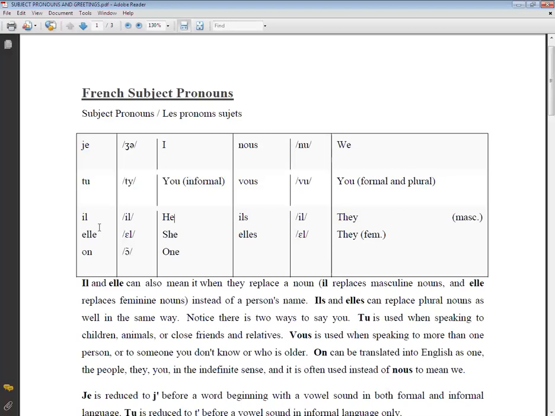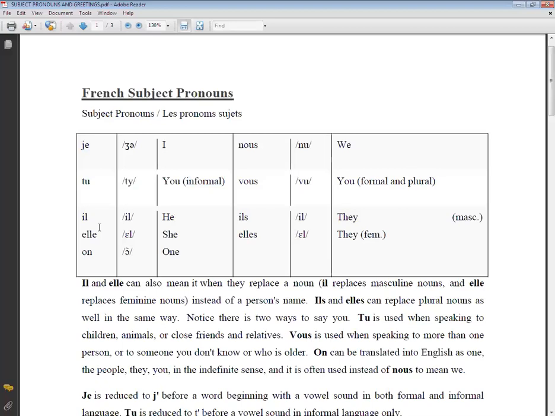Elle refers to she or it again. So remember, il and elle can refer to a person, can refer to an animal, can refer to other things or other objects, based on what? Based on gender. I hope that is clear.